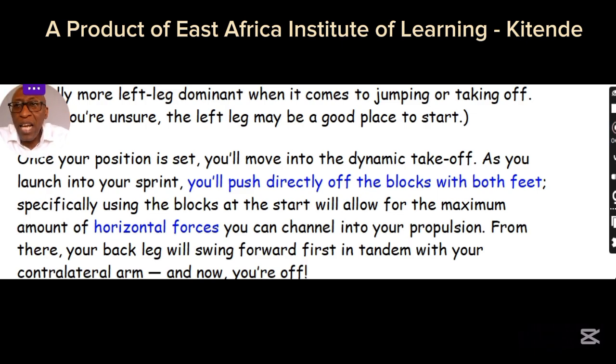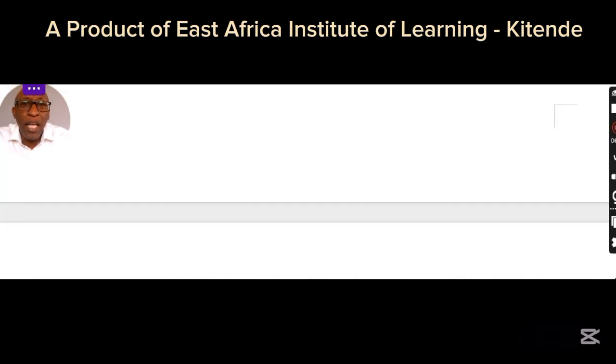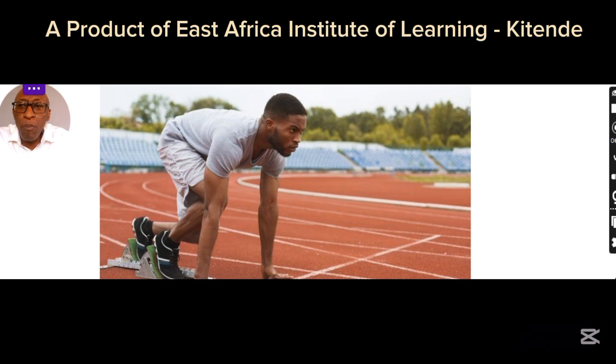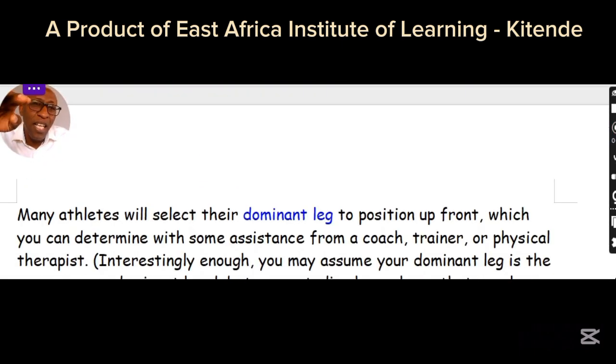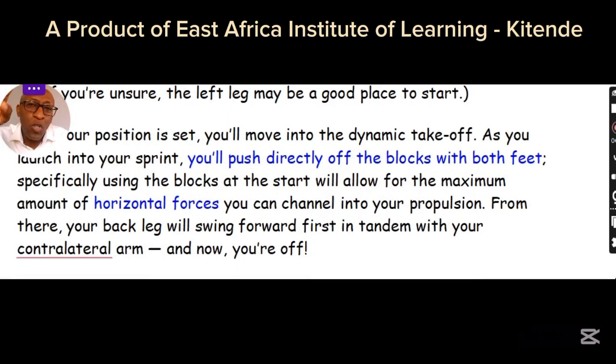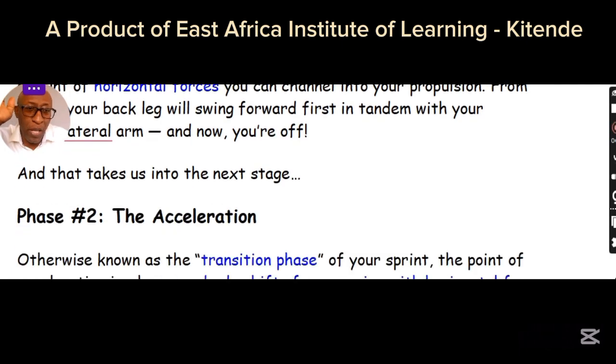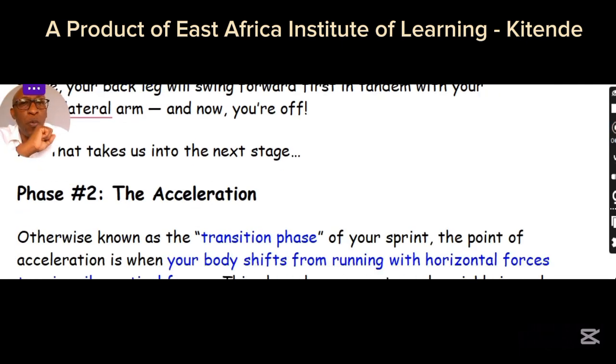You remember the alignment of the body? Let's go back here. You see the alignment of the body? It is horizontal to the ground. So the takeoff should be still at that level. We are not raising ourselves vertically at this point. Now, let's go to phase 2.